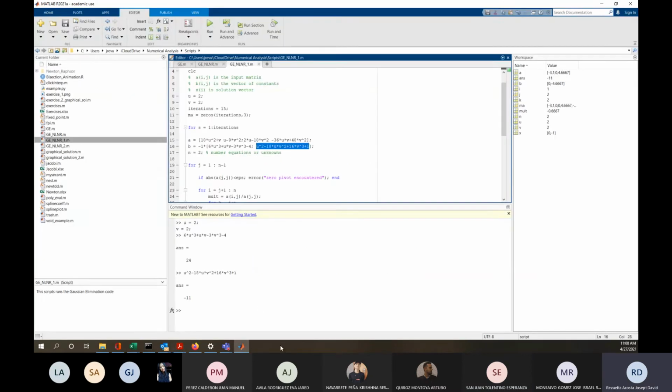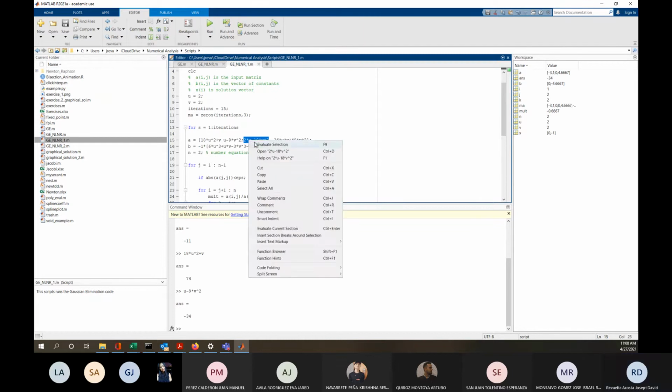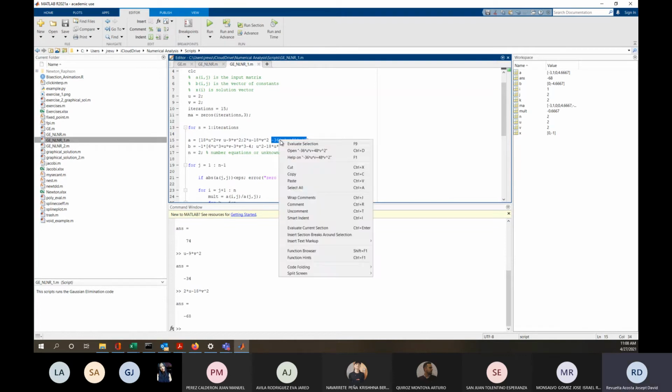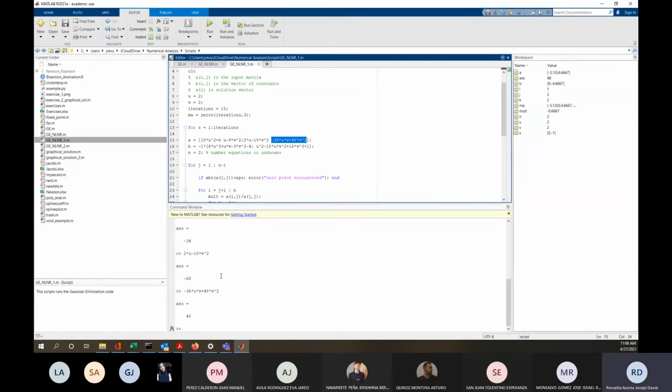Let's just check that out. We can check this out very easily in MATLAB. So the first one, 74, correct. The second one, minus 34, correct. The third one is equal to minus 68, correct. And lastly, we have 48, so correct.